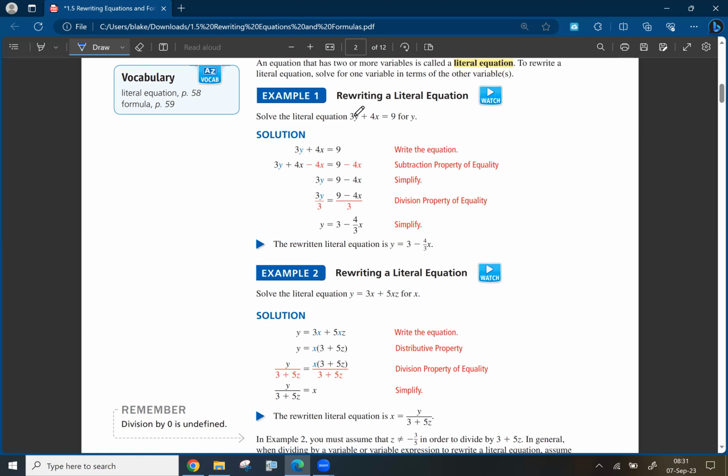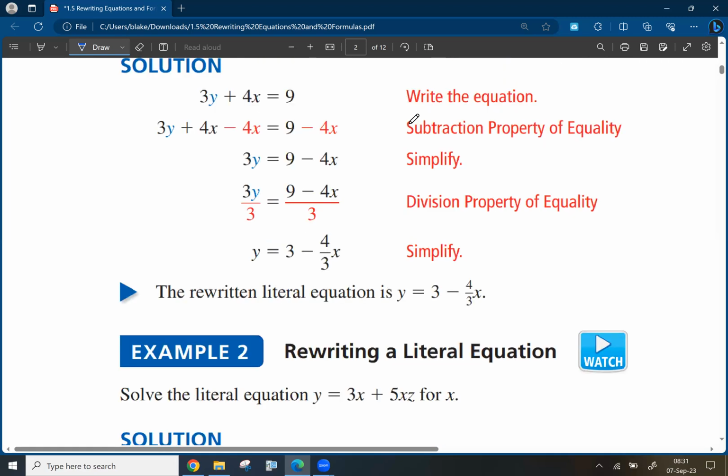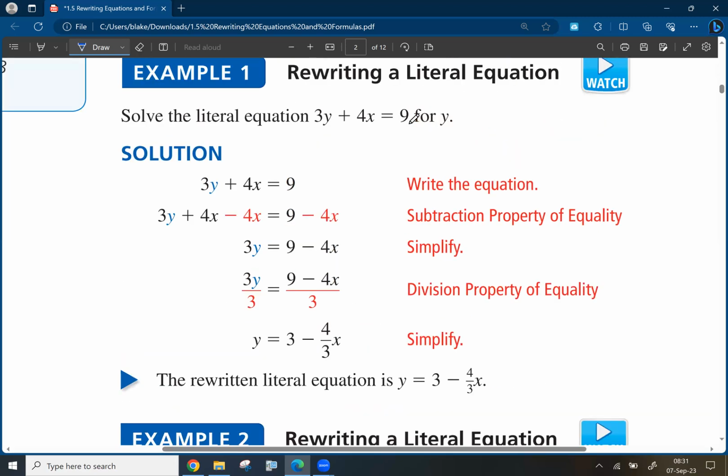So, solving the literal equation 3y plus 4x equals 9 for y. Let me zoom in on this a bit so we can see what it is. Here's what's going on. When it says solve the equation for y, what you're really doing is just rearranging the equation so that y is left by itself.